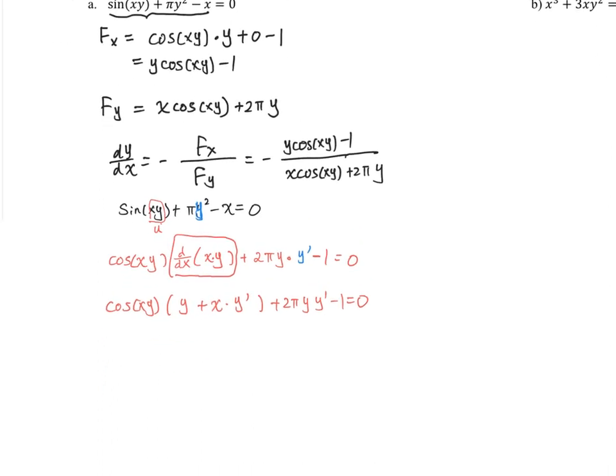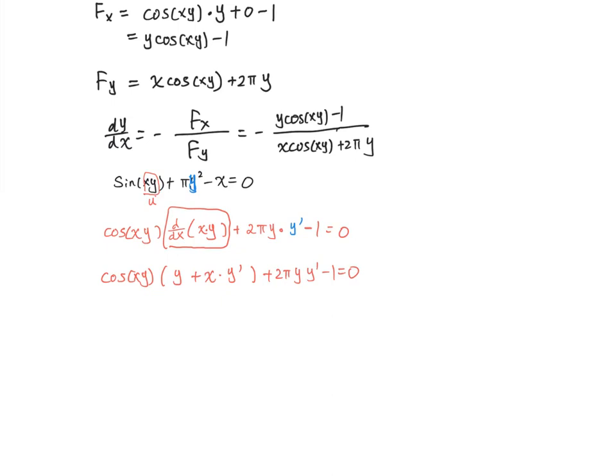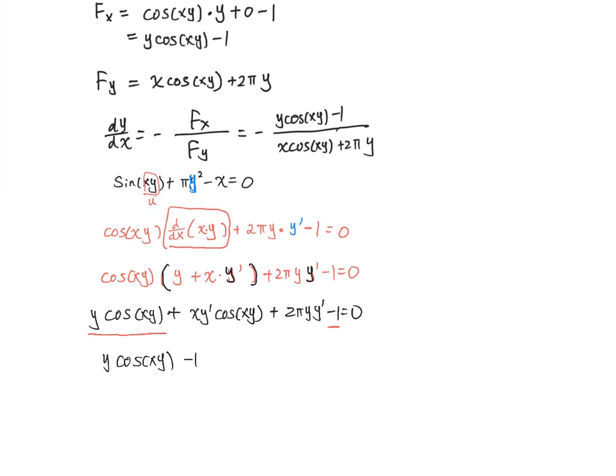And then at the end, you just need to solve for y prime. So let's quickly solve that. We need to isolate these two terms. So cosine xy times y plus x y prime times cosine xy. I'm just dropping this parenthesis. And then plus 2 pi y prime minus 1 equals 0. So I'm going to leave all these terms on one side, which is y cosine xy minus 1 equals, and I'm moving all these terms to the other side.